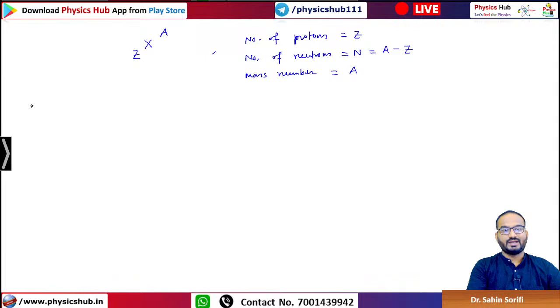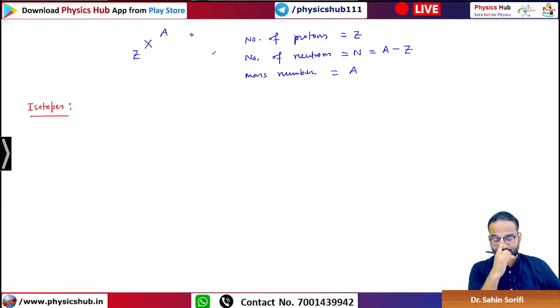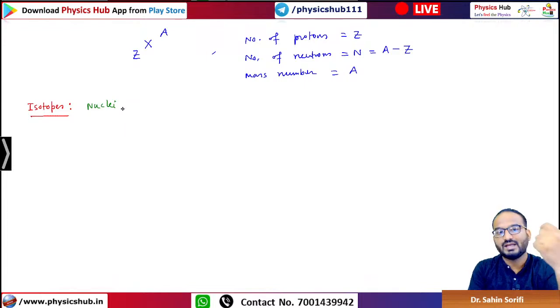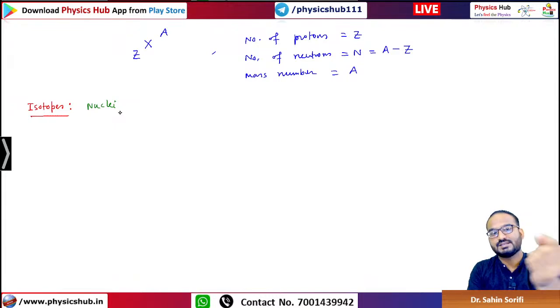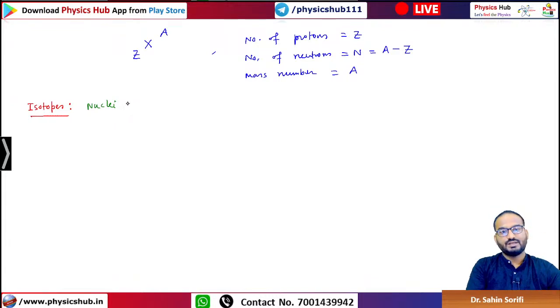Now isotopes. What do you mean by isotopes? There exist some nuclei whose atomic number is the same but mass number is different. For example, 1H1, 1H2, 1H3. So the Z value is the same, the A value is different. So isotopes are nuclei. Nucleus is the singular form, and nuclei is the plural of nucleus. Many nucleus is nuclei.